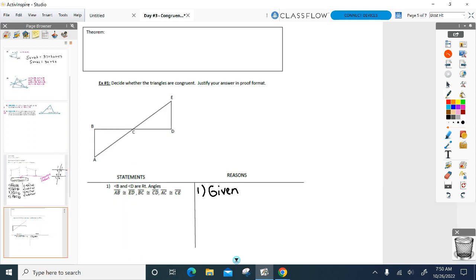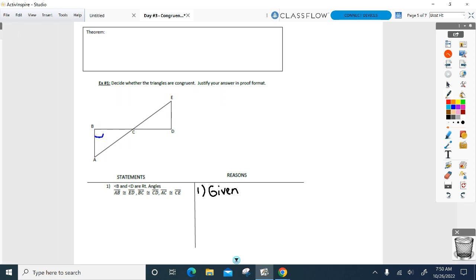If the triangles are going to be congruent, all three sides and all three pairs of angles need to be congruent. That's your job we need to help each other out with. So let's see what we have first. B and D are right angles. Mark them on the diagram. B is a right angle. D is a right angle. What else do we have here?